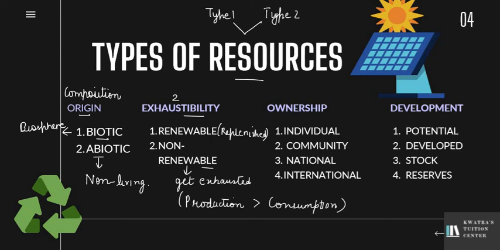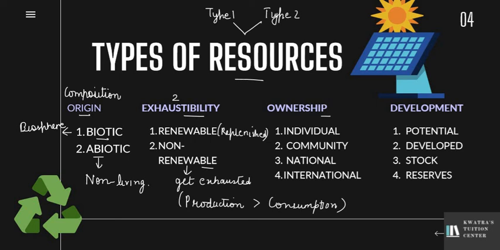Now, next comes ownership. So, आप लोगों ने origin और exhaustibility 8th क्लास में भी करा होगा, आपने पहले सुने होंगे. जो ये बाकी के 2 headers हैं, ownership and development, ये दोनों headers new हैं. Both these headers are new. So, I would want you guys to focus a little more.